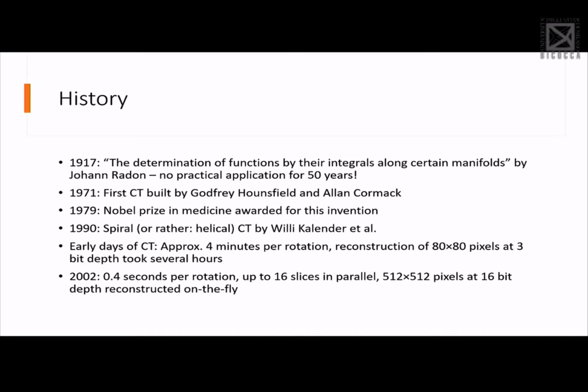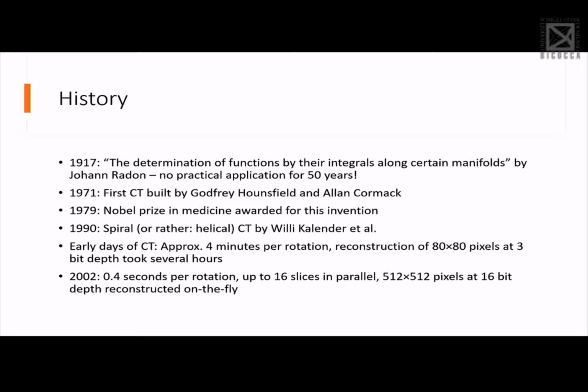A couple of years later, we went from this axial scanner, which we'll see defined in the next slide, to the spiral scanner, which means that it can acquire the whole volume in a single take. In the early days, you could acquire one slice of the volume in 4 minutes, which took a whole rotation. And you could reconstruct an image as small as 80 by 80, with 3 bits of intensity, which means 8 gray levels. So it wasn't really that good.